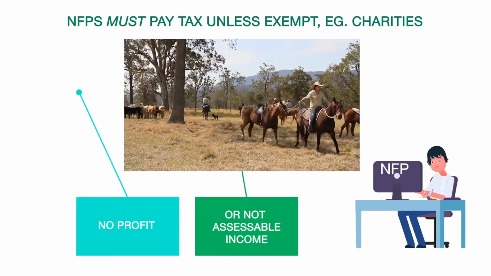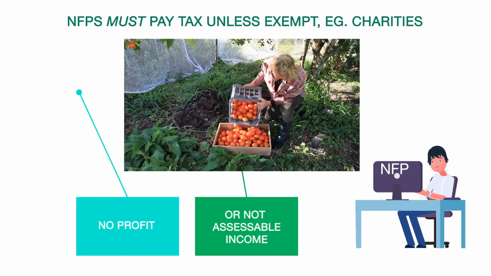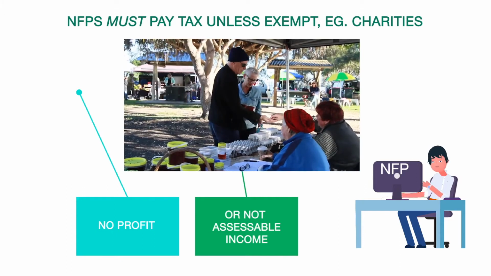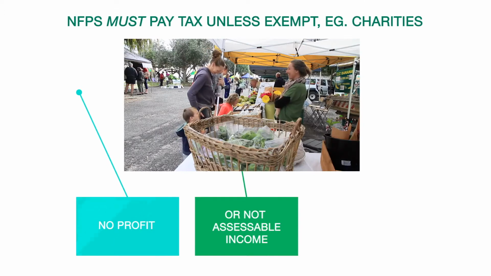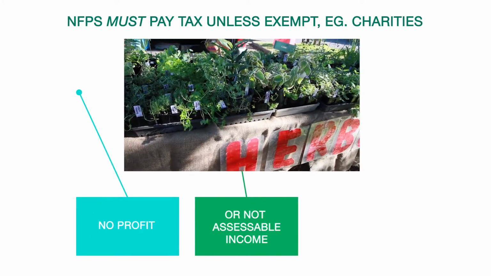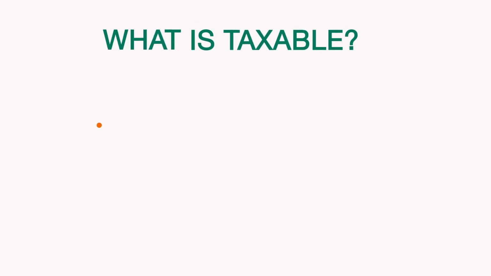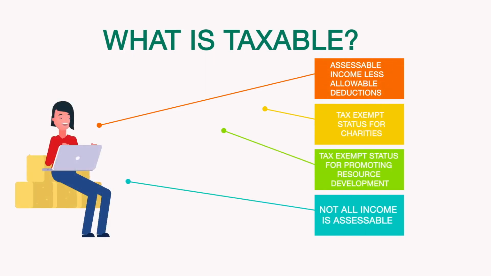Charities, educational and health bodies can be granted tax exemption if they serve the public good. In practice, many not-for-profits don't pay tax, not because they're tax-exempt, but because they've not made a profit during the year, or their income or part of it is not assessable. So, what is taxable? A corporation pays tax on any assessable income in a financial year, less allowable deductions.